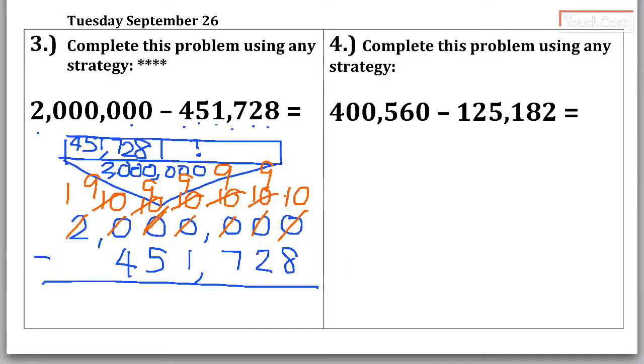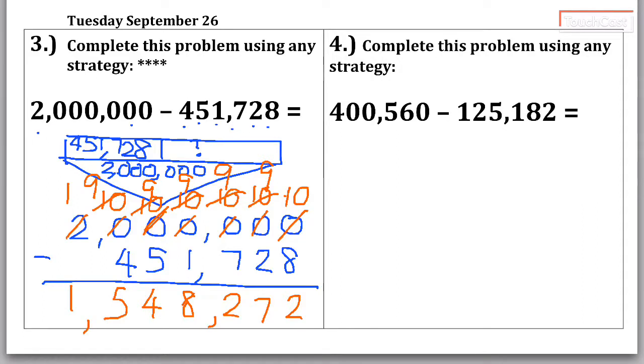Alright. 10 ones minus 8 ones, 2. 9 tens minus 2 tens, 7 tens. 900 minus 700, 200, comma. 9,000 minus 1,000, 8,000. 9 ten-thousands minus 5 ten-thousands, 4 ten-thousands. Oops, I'm going to fix this to make it look more like an 8. 9 hundred-thousands minus 4 hundred-thousands, 500,000. And 1 million minus nothing. Oh, that's easy. 1 million.